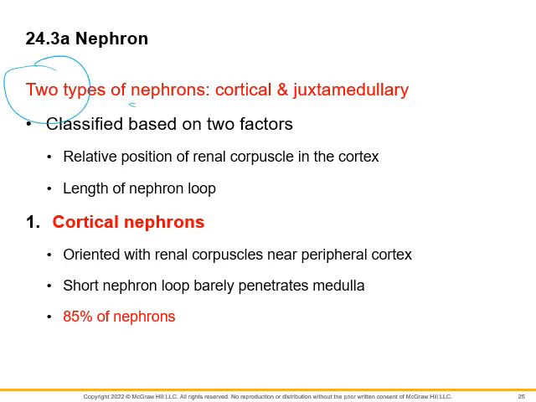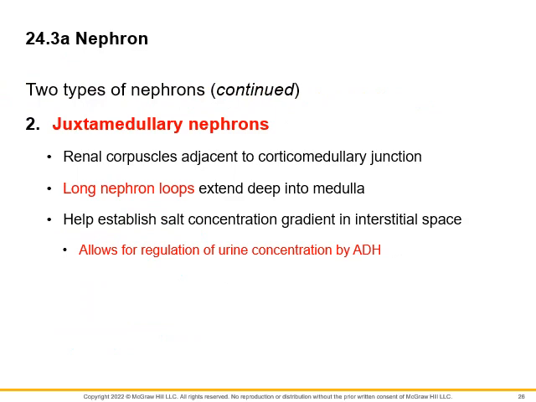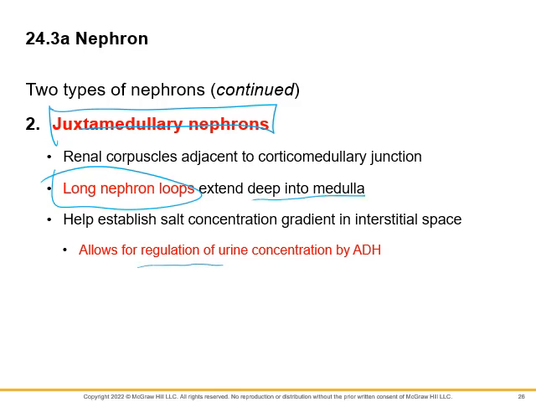There are two types of nephrons. So we have cortical nephrons, and that term cortex is in there. This is about 85% of our nephrons. They have short nephron loops, barely penetrating into the medulla. The juxtamedullary nephrons have really long nephron loops, and they go deep into the medulla. And we're going to see that this area allows for the regulation of urine concentration.